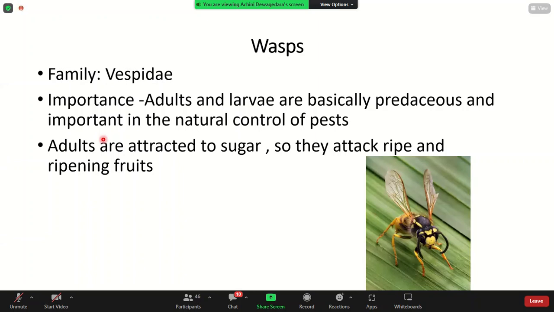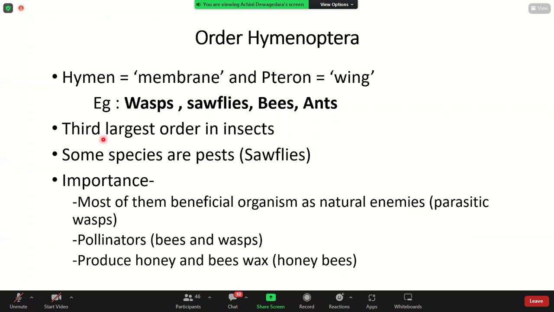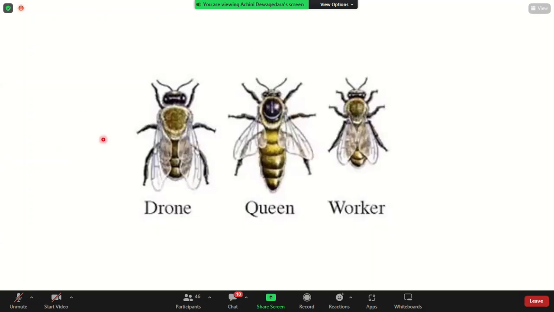Right. Next one is wasps. So wasps are important because they are predators. They act as predators of other pests, and they control other pests naturally. Right? So they are attracted to sugar, and they also attack ripe and ripening fruits. Right? So those are the insects that are coming under order Hymenoptera.